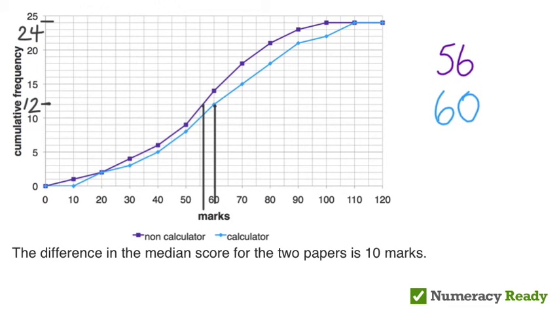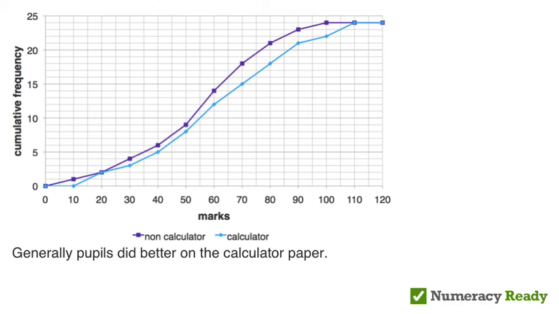The statement said the difference in the median score for the two papers is 10 marks. Hopefully you can see whether that's true or false. It's false. Hopefully I've been accurate enough, but I suspect that the difference is actually 4 marks. Finally, our statement is generally pupils did better on the calculator paper.